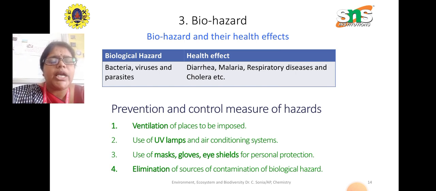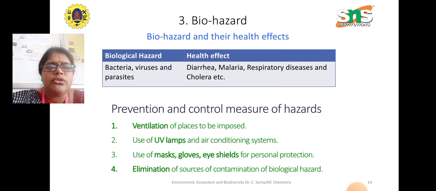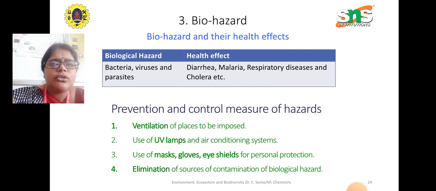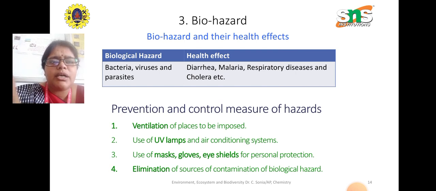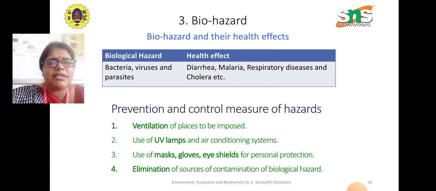And how can we prevent them? The control measures for hazards: ventilation of the places should be imposed, use of ultraviolet lamps and air conditioning systems, use of masks, gloves and eye shields for personal protection, and elimination of sources of contamination of biological hazards.